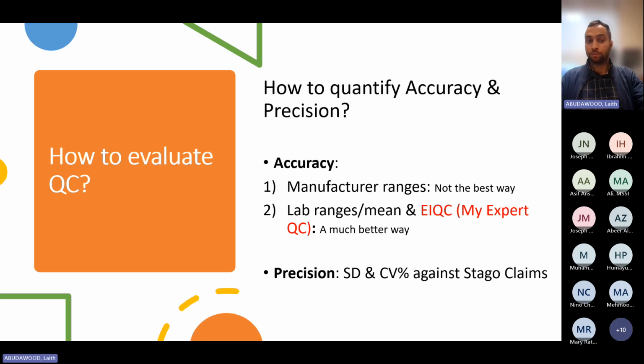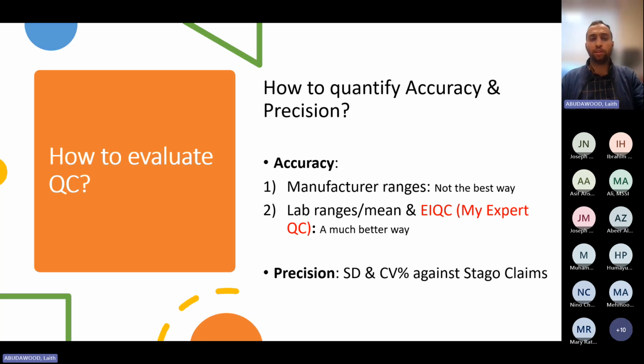So again, the best way to assess your analyzer's accuracy or QC accuracy is using the externalized IQC, EIQC, externalized internal quality control. There's a service from Stago called My Expert QC that allows you to do that. This is the best way possible, but this is not something that you can do every day. The next best thing is to use lab ranges and means. They will help you catch shifts or changes in the analyzer performance much better than the very wide manufacturer ranges. We will come to that in a bit.